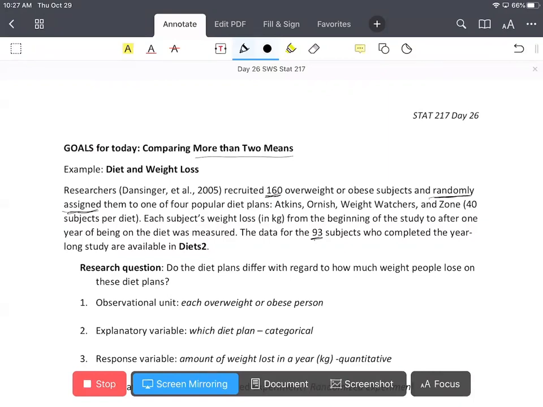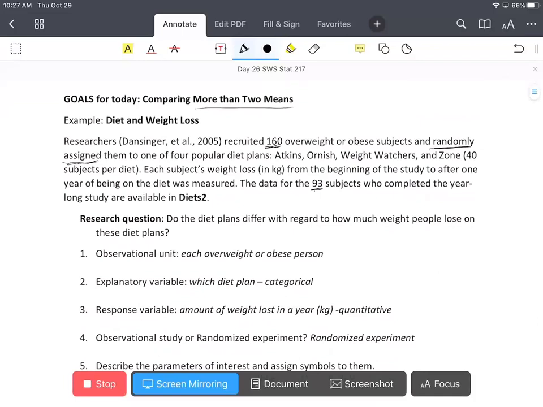So I filled in the beginning. You may want to cover the answers and make sure you can do this part yourself. Observational unit hopefully is clear. Explanatory variable, which diet plan, and there are four of them. Categorical. Response variable, amount of weight lost in a year on whichever plan they're on, and that's quantitative. Is it an observational study or randomized experiment? Randomized experiment, hopefully you can see why. They were randomly assigned. Okay, so there's random assignment, which leads to a randomized experiment.